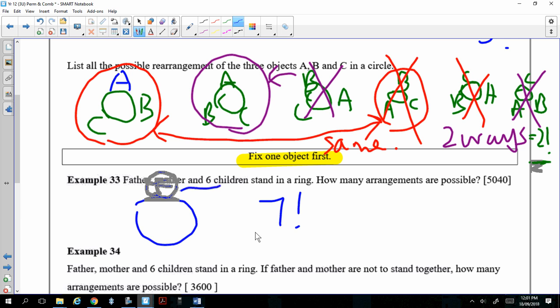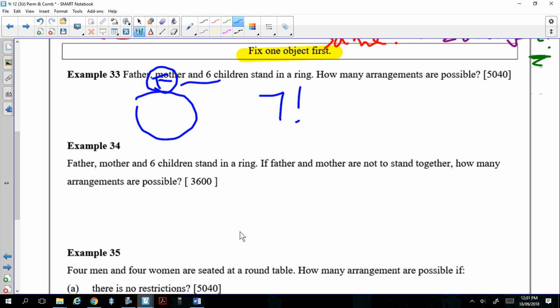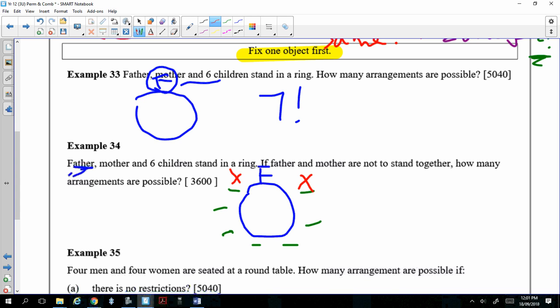And then we have some restrictions. Father and mother are not to stand together. So again, I will fix the father. And then we just need to make available 7 positions: 1, 2, 3, 4, 5, 6, 7. We need to make sure that the mother can't go here. The children can go next to the father. So the mother could have 1, 2, 3, 4, 5 choices.